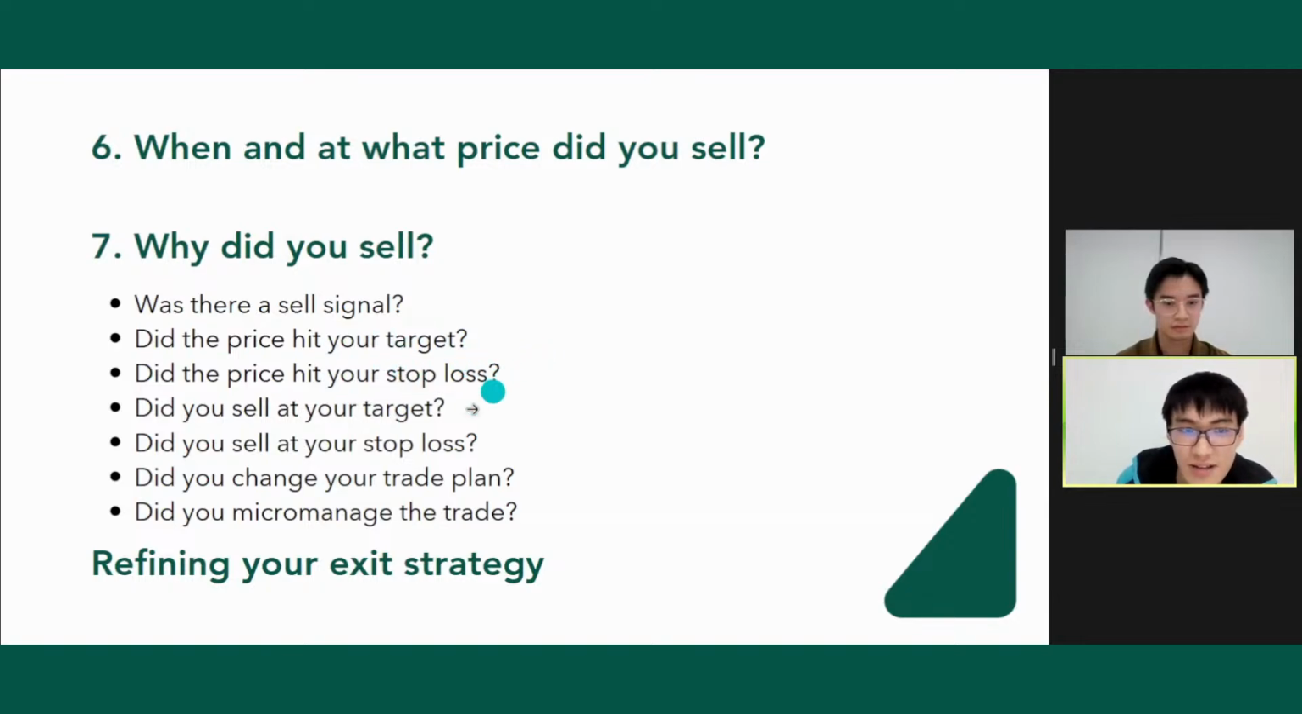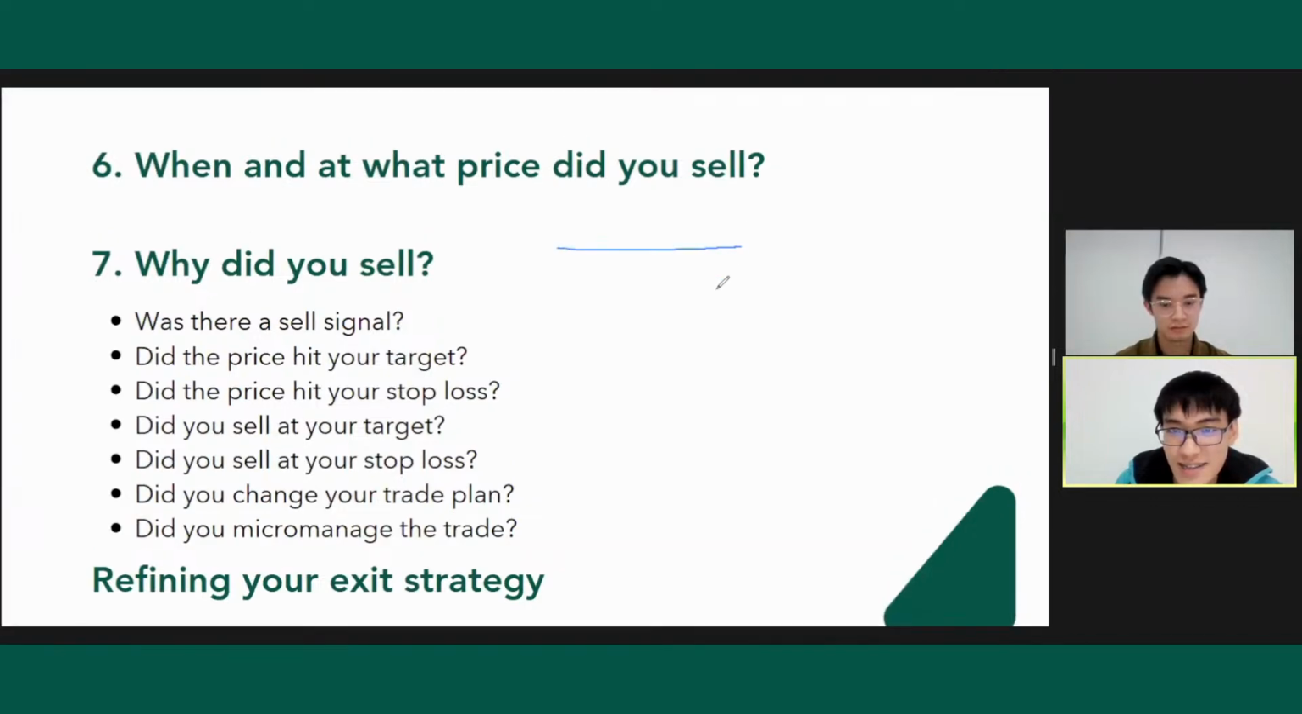So, did you sell at your target? Did you sell at your stop loss? There are instances where price already hit your target, but you didn't sell. So what happens is price went down, right? Wait, let's draw that one. So let's say this is the resistance, this is the support.